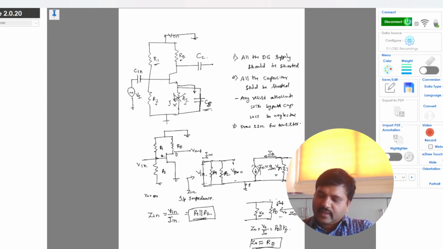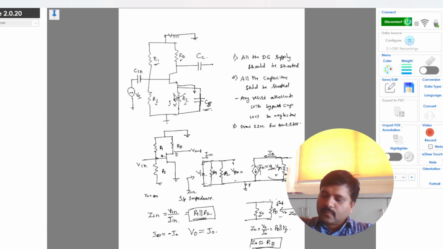Okay, so now to find the gain, the output voltage V0. Since R0 is infinite, the current will flow through RD itself, which is in the anti-clockwise direction. That means ID is equal to minus I0. With respect to I0, it is flowing in the opposite direction. So my output voltage is I0 into RD. This is my output voltage, and the output impedance is approximately equal to RD. So here I0 is nothing but minus ID. Okay, minus ID into RD.